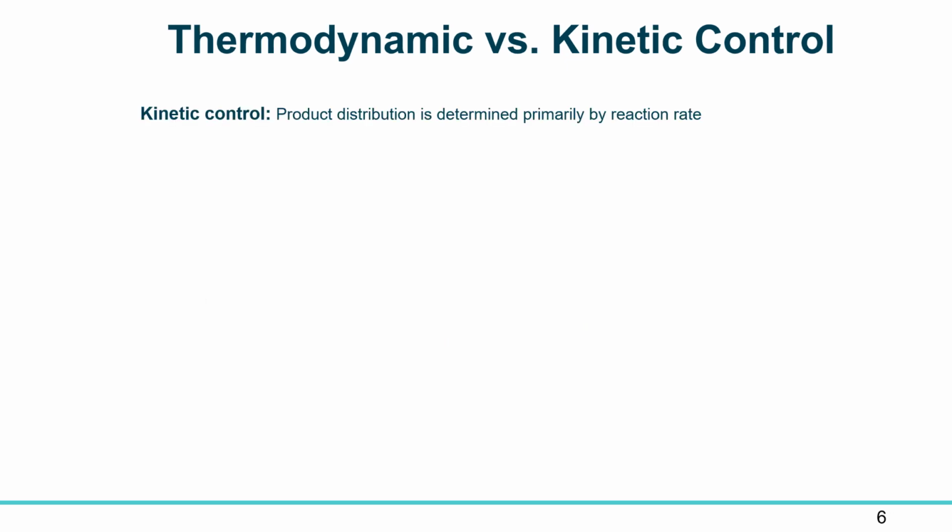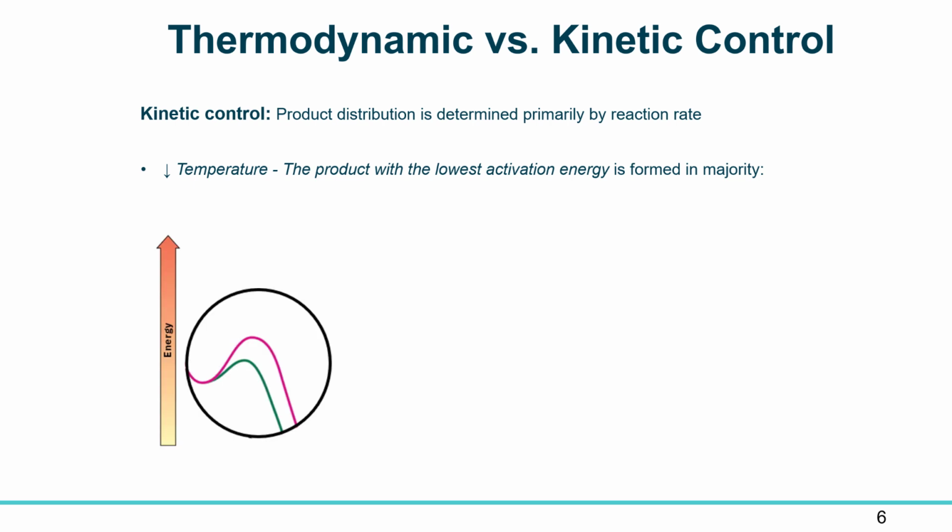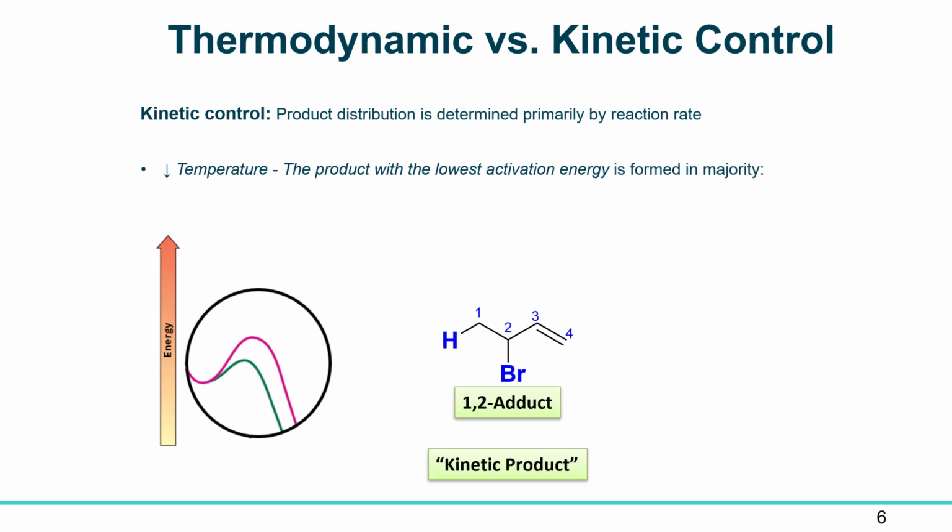We say that a reaction is under kinetic control when the ratio of products is determined by the reaction rate. At low temperatures, there is not enough energy to interconvert between 1,2 and 1,4 adducts frequently, and the product formed in majority will be the one that has the lowest activation energy. In the case of electrophilic addition to conjugated dienes, the kinetic product tends to be the 1,2 adduct due to the proximity effect. We call the product that is formed most quickly the kinetic product.